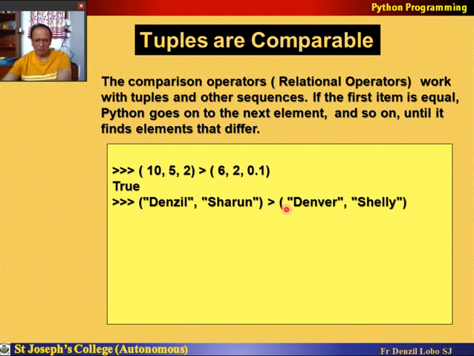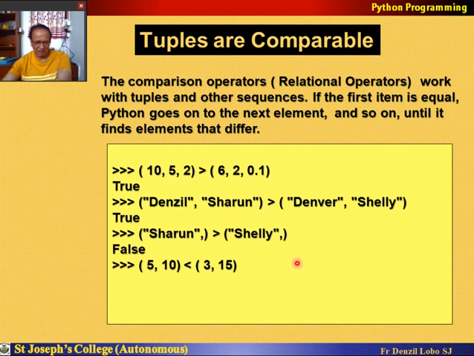So is Denzel Sharon greater than Denver Shelley? So Denzel, Z comes after V, therefore it is true. First, it's true, therefore it's completely true, though here it is not true. So it is true in the case of the first. So is Sharon greater than Shelley? False, because this is A and this is E. Please remember, you have to put a comma there. That's very important. So Sharon is less than Shelley because Sharon comes before Shelley in the dictionary. Therefore, false, not greater.